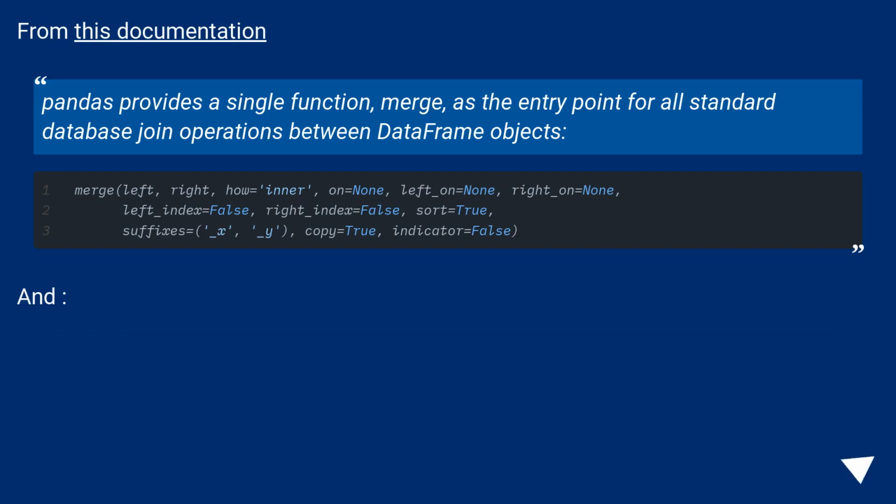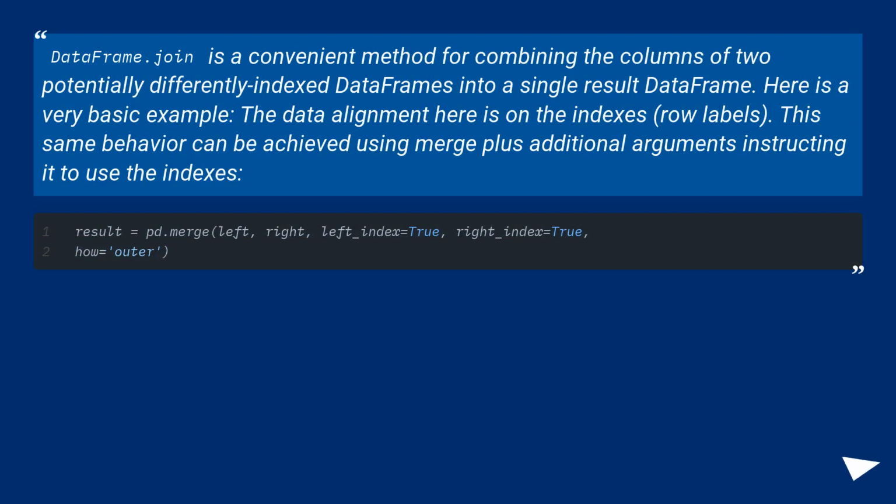From this documentation, Pandas provides a single function, merge, as the entry point for all standard database join operations between DataFrame objects. And DataFrame.join is a convenient method for combining the columns of two potentially differently indexed DataFrames into a single result DataFrame. Here is a very basic example. The data alignment here is on the indexes, row labels. This same behavior can be achieved using merge plus additional arguments instructing it to use the indexes.